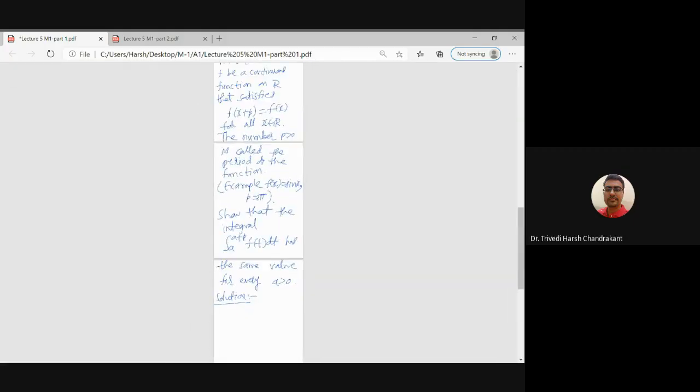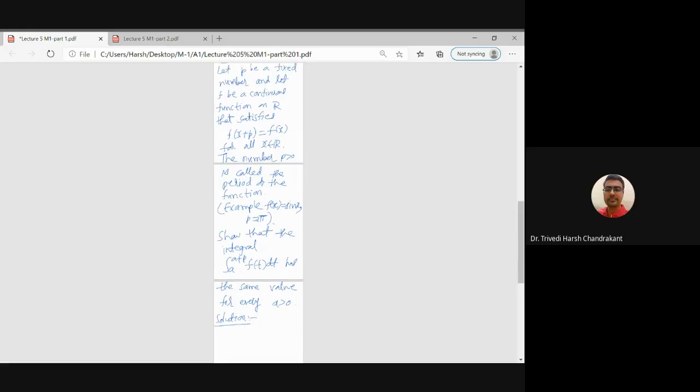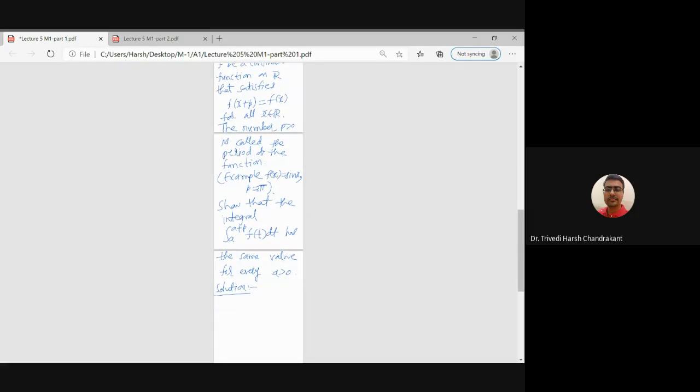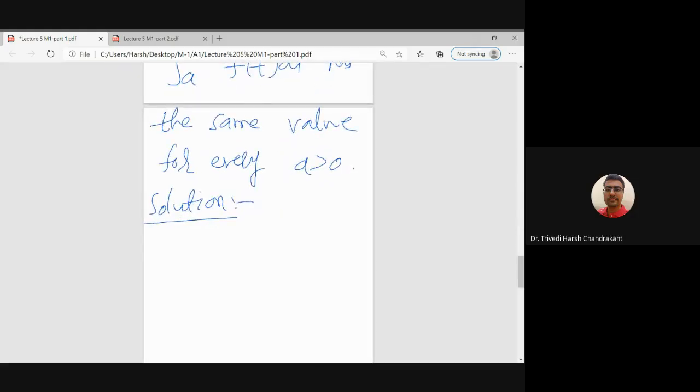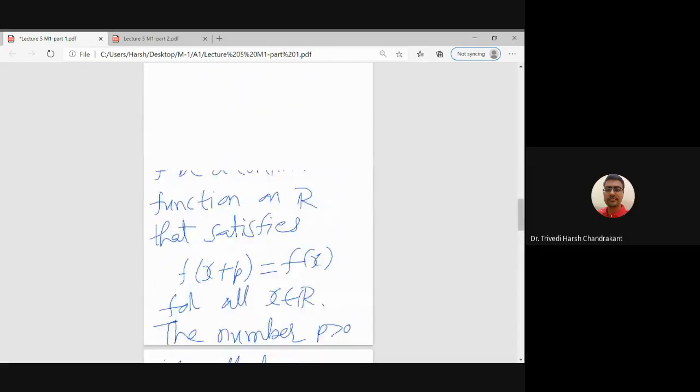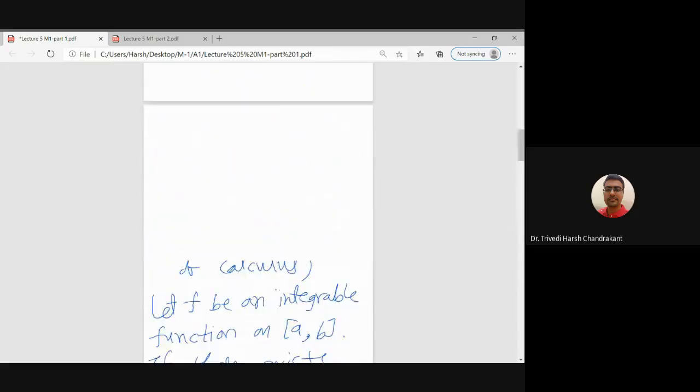So whatever function we are given, f, which is a continuous function on R and which is periodic, then its integral is always the same if the length of the interval is the period basically. So now let us see how we can apply this theorem here. Let us see what is the first fundamental theorem statement.